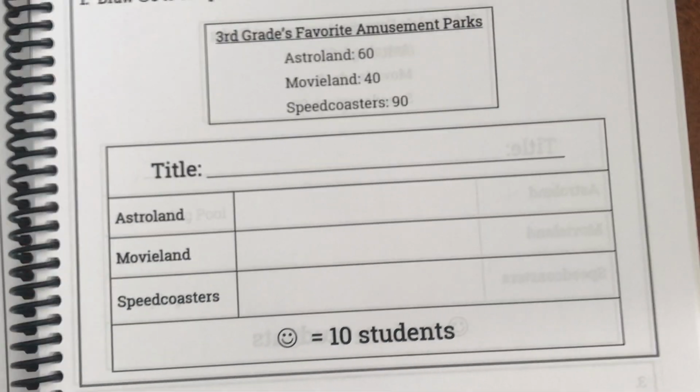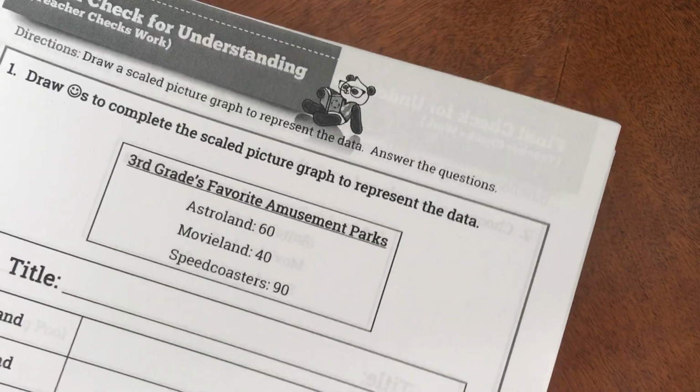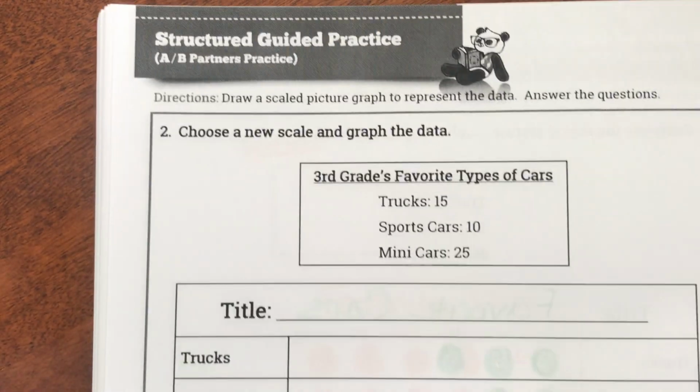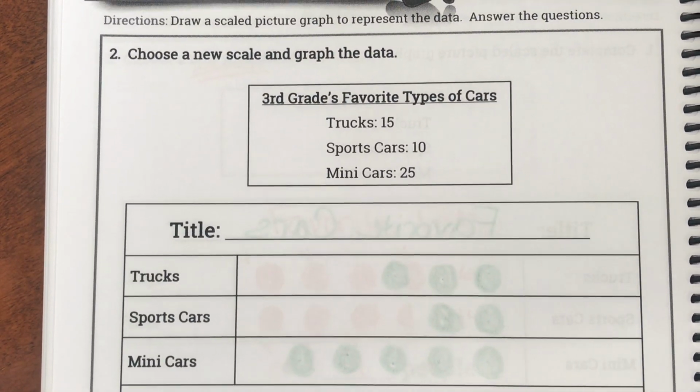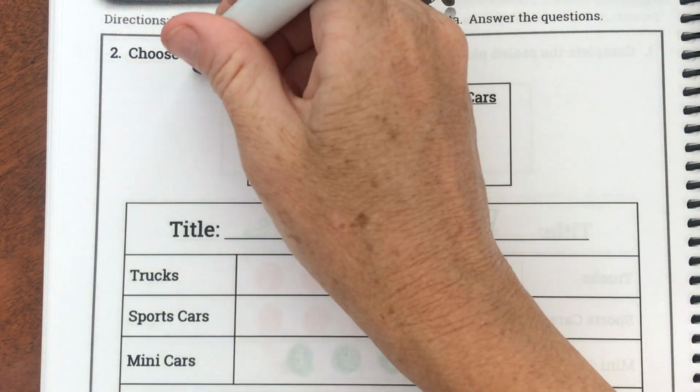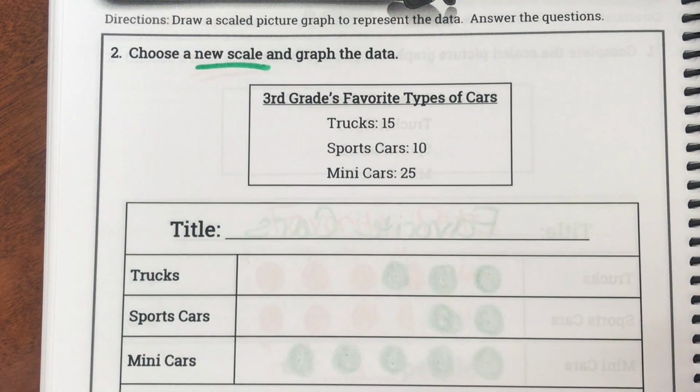Okay, let's look at the page 207. So now what they want us to do though is they want us to choose a new scale for the graph. So again, we have to think about what's going to work for this and what's going to be easy and what's going to be tricky. So I'll tell you, 3 is probably not a really good scale.